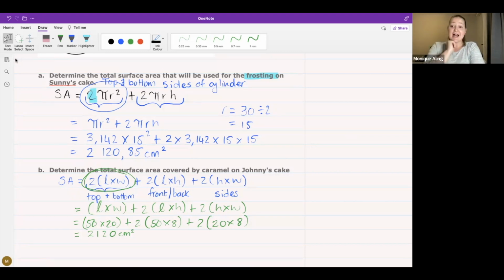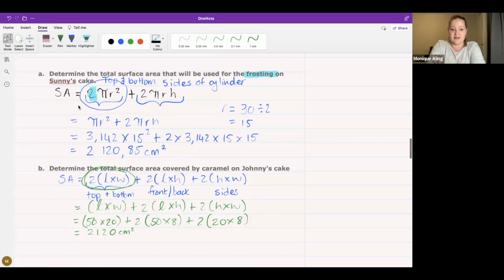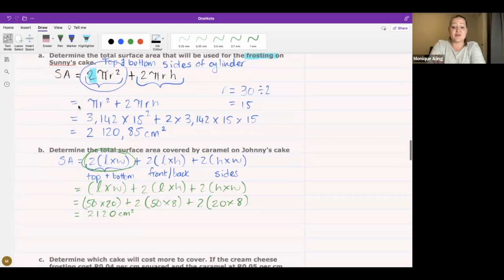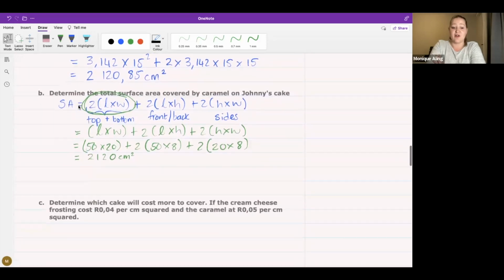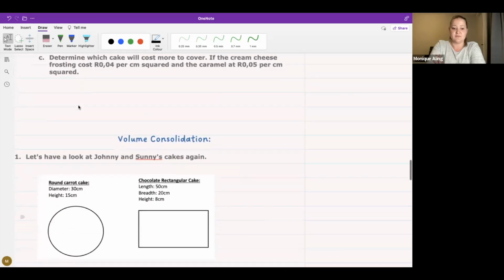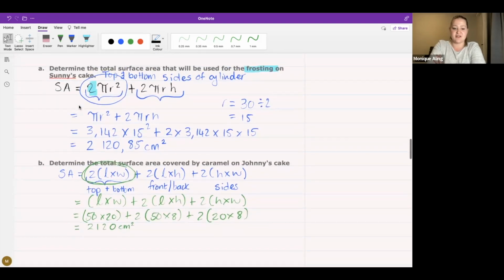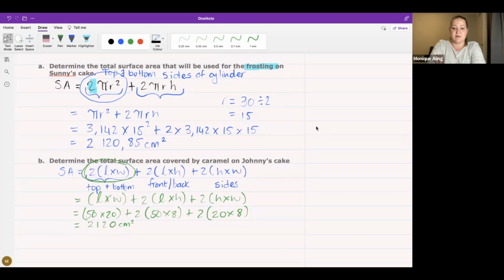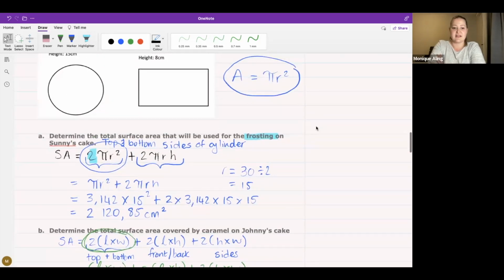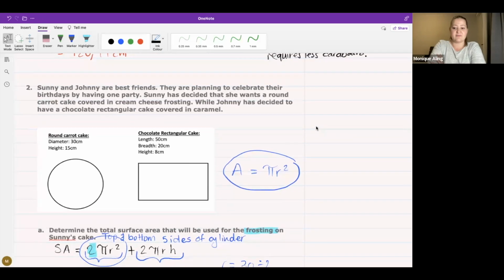So because of time constraints, I'm not going to do the next two questions that relate to the cake. It's just working out costing. I'm going to look at the same scenario, but with volume. Guys, if you need to take a screenshot of the answers, I'll quickly go back to the question. Okay, there's the question.